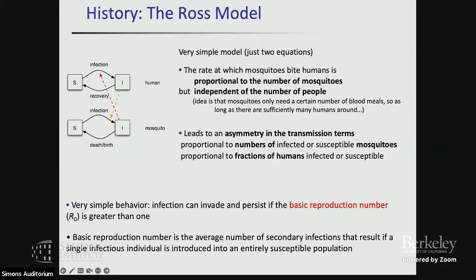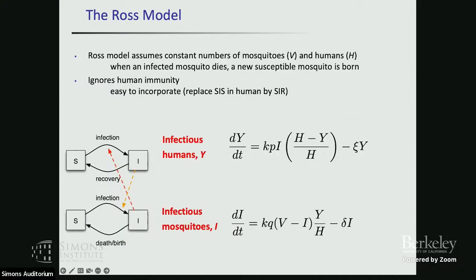And of course, this model, like most simple epidemiological models, exhibits threshold behavior. We can get invasion and persistence in this model if the basic reproduction number is greater than 1. And of course, that's the average number of secondary infections for a single infectious individual in an otherwise susceptible population. And so here are the differential equations. The model further assumes we have a constant number of mosquitoes, V, for vectors, and humans, H.